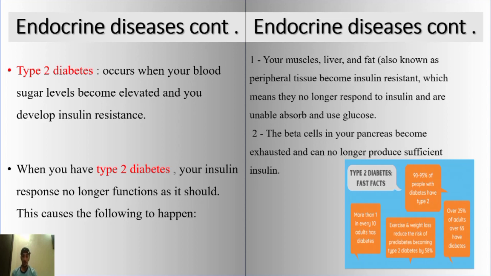1. Your muscles, liver, and fat, also known as the peripheral tissue, become insulin resistant, which means they no longer respond to insulin and are unable to absorb and use glucose. 2. The beta cells in your pancreas become exhausted and can no longer produce sufficient insulin.